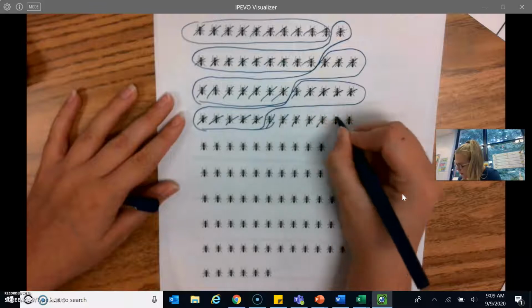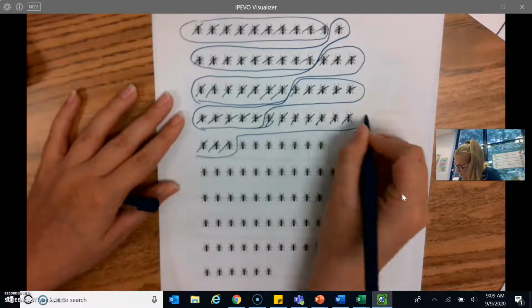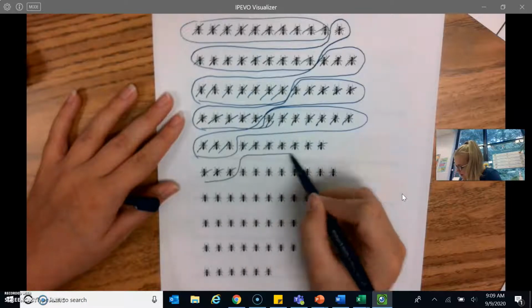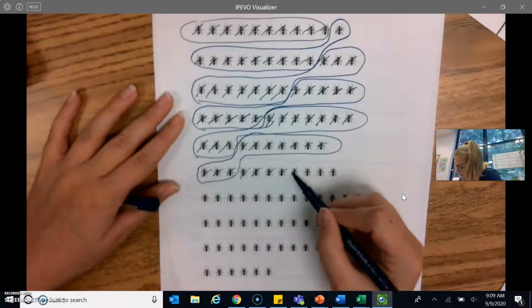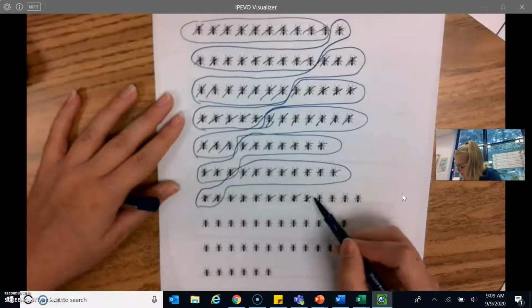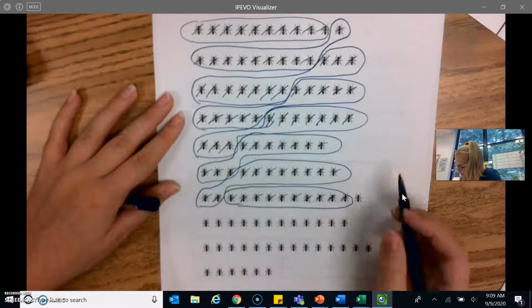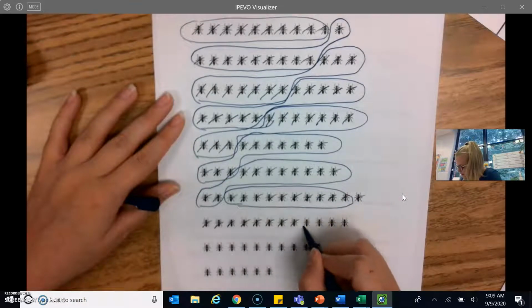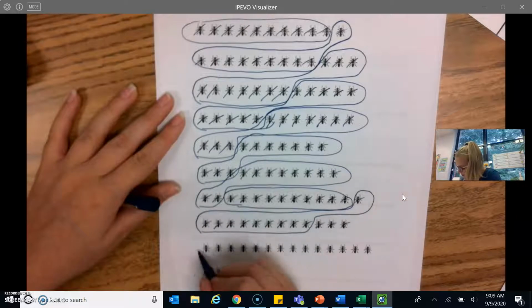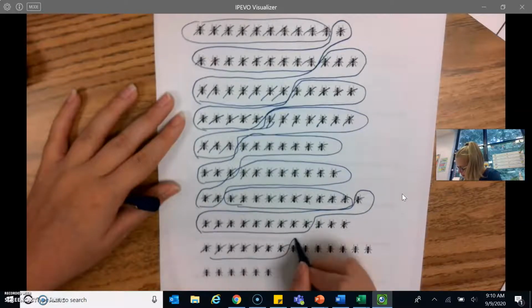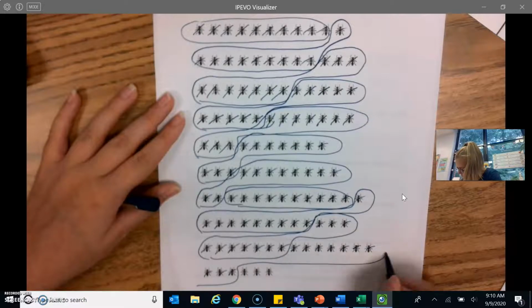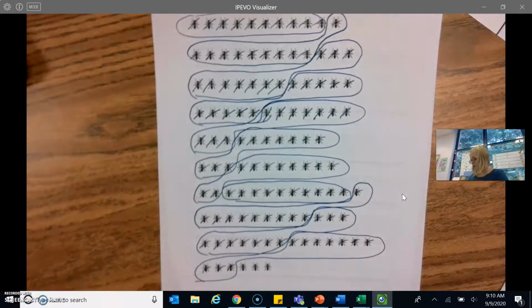1, 2, 3, 4, 5, 6, 7, 8, 9, 10. Another group of 10, and another, and I keep counting groups of 10 until I reach the end. Now I have 3 left over.